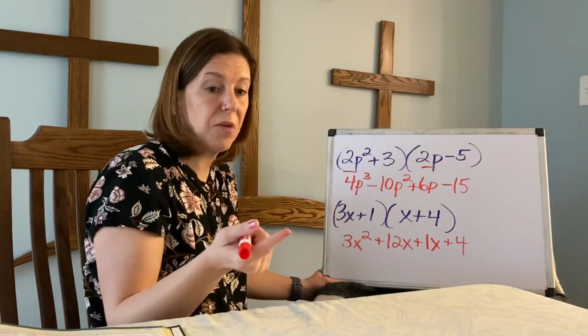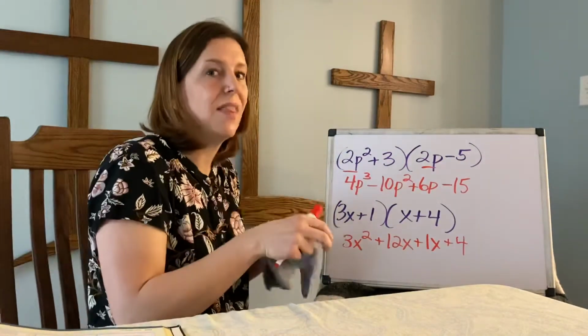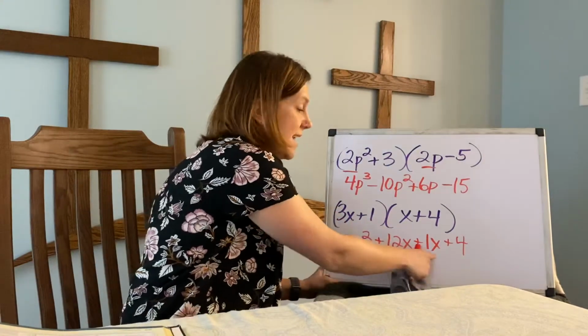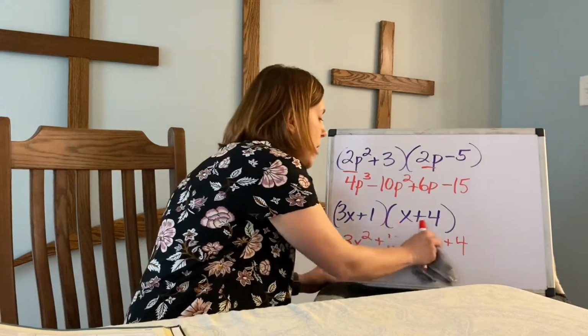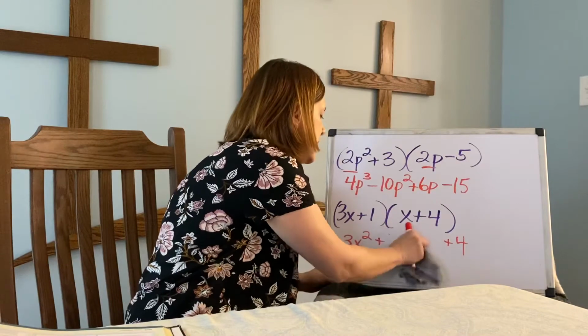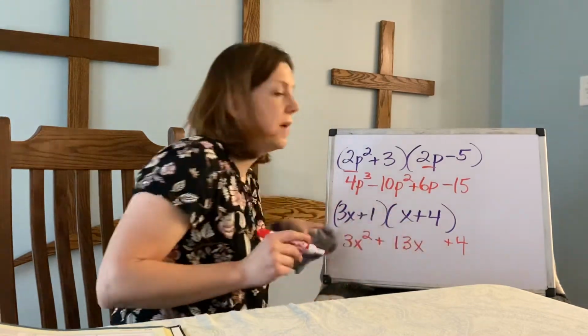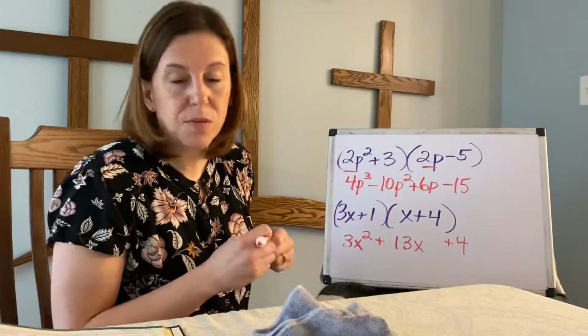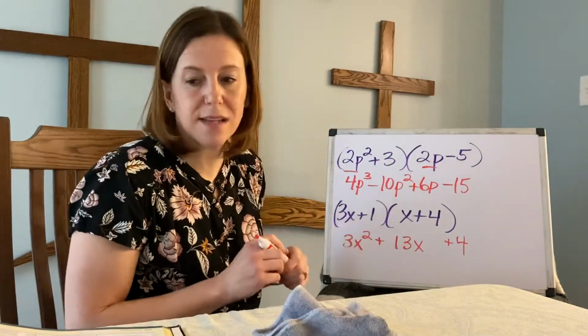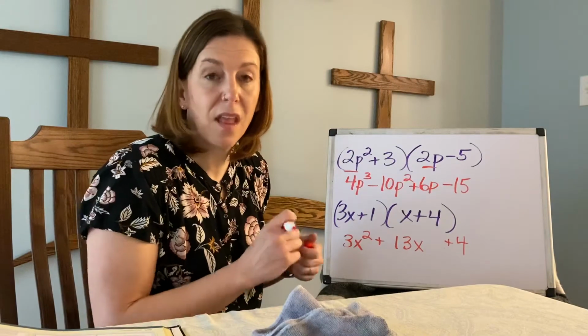Now when I clean up and see any common terms, that's where I get to add or subtract. And I see I have x's. 12 plus 1 gives me 13x. So my final answer for the second problem is 3x squared plus 13x plus 4.